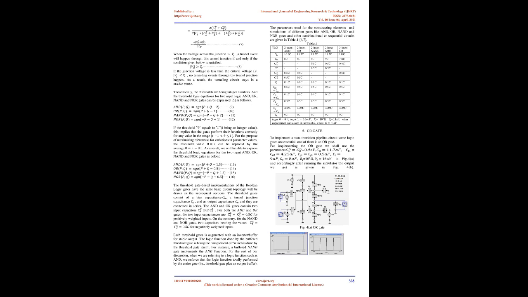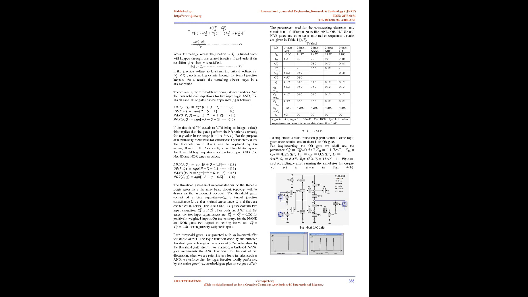The threshold gate-based implementations of the Boolean logic gates, which have the same basic circuit topology, will be drawn in the subsequent sections. The threshold gates consist of a bias capacitance, a tunnel junction capacitance, and an output capacitance C0, and they are connected in series. The AND and OR gates contain two input capacitors C1p and C2p. For both the AND and OR gates, the two input capacitances are C1p equals C2p equals 0.5.